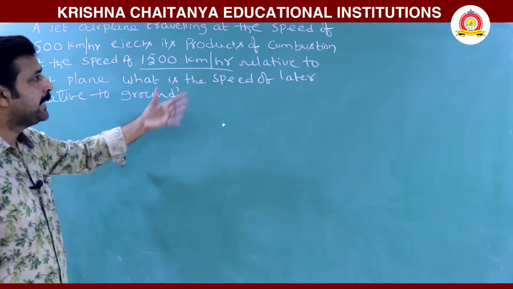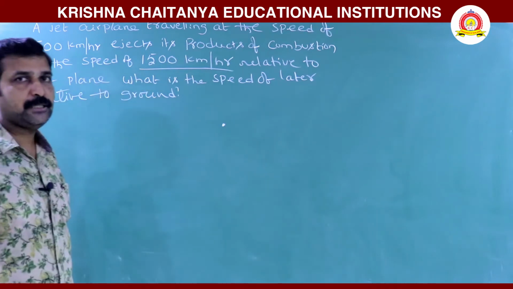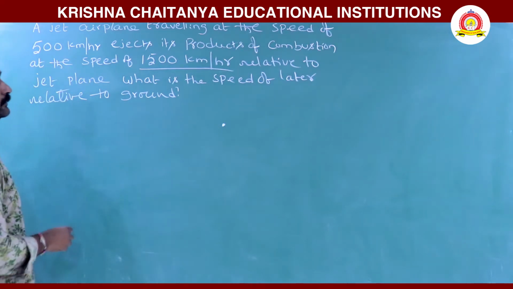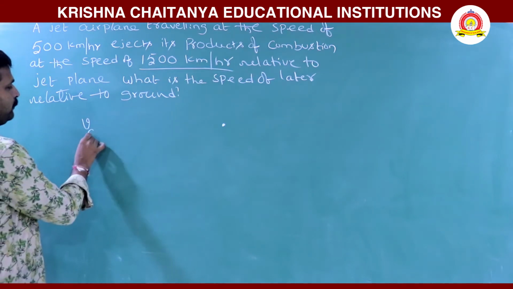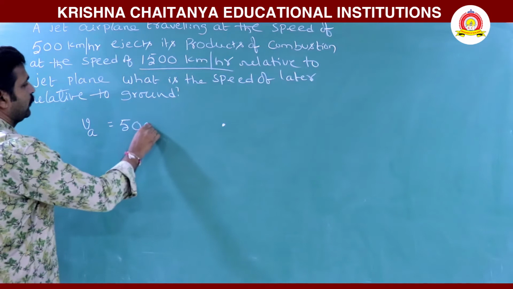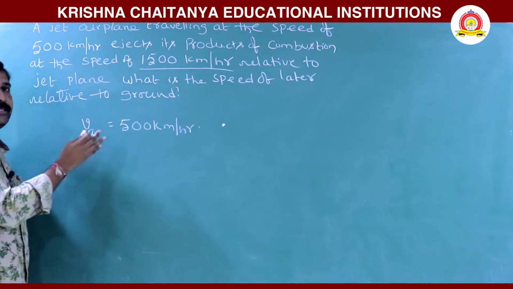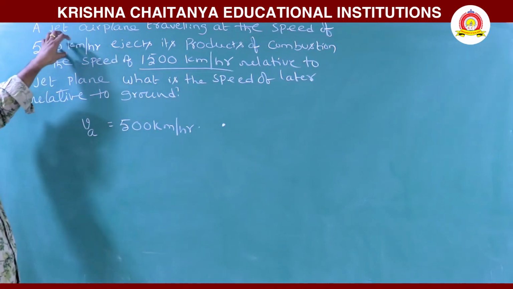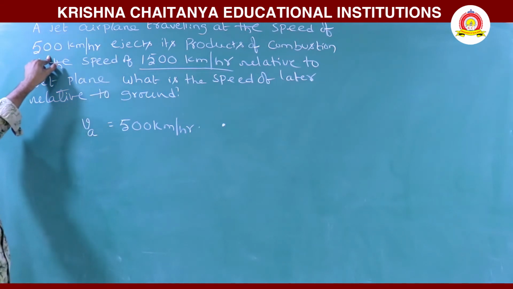What is the speed of the latter? Latter means the gas speed relative to the ground. Here the data given is the jet plane speed. The velocity of the jet plane, the aeroplane, is 500 km per hour. When nothing is given with respect to what, then the speed is taken to be with respect to the ground only. Here this is the speed of the jet plane alone.